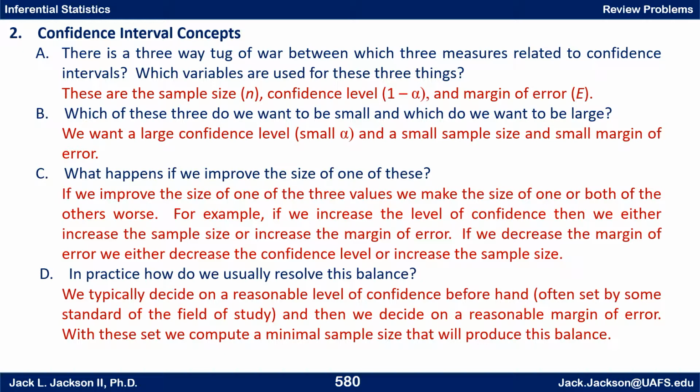In practice, how do we usually resolve this balance? We typically decide on a reasonable level of confidence beforehand, often set by some standard of the field of study or the journal you might be publishing in. And then we decide on a reasonable margin of error. With these in hand, we compute a minimal sample size that will produce this balance.